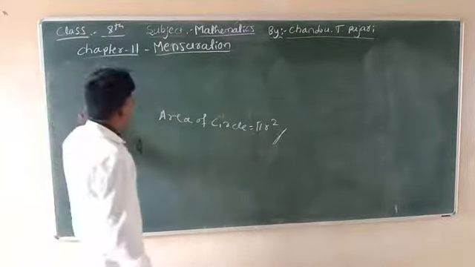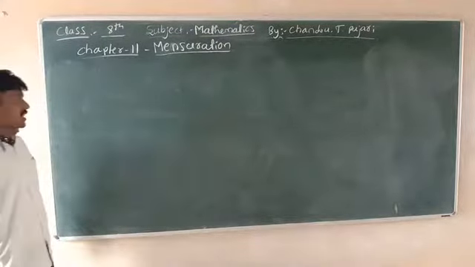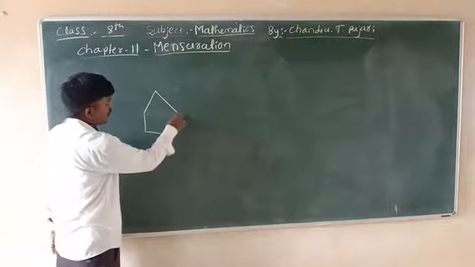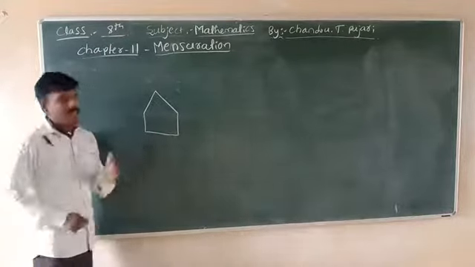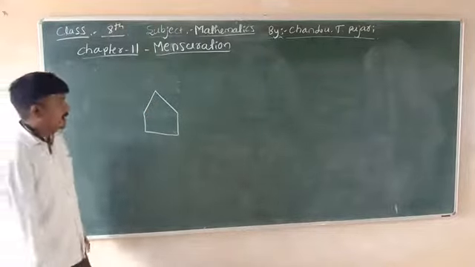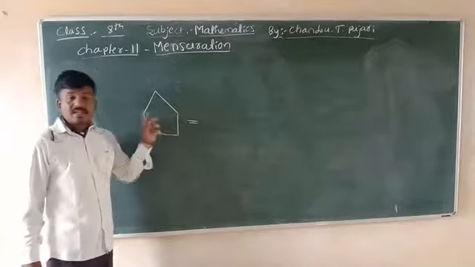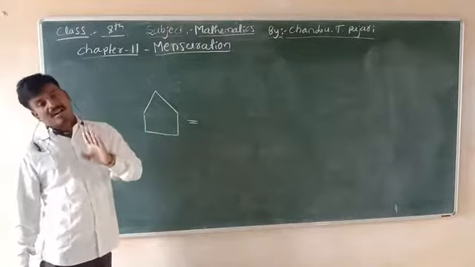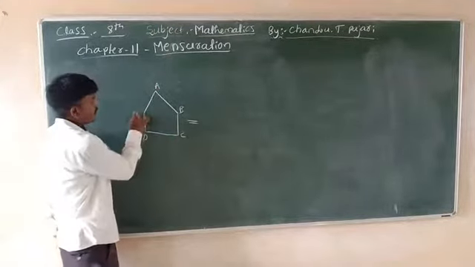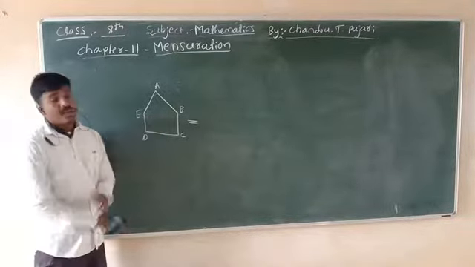Polygon means pentagon, hexagon, heptagon, octagon. Consider one pentagon and find out the area of the pentagon. The area of this pentagon is the sum of the area of a triangle plus the area of a quadrilateral. Consider ABCDE is a pentagon. Find the area of the pentagon.